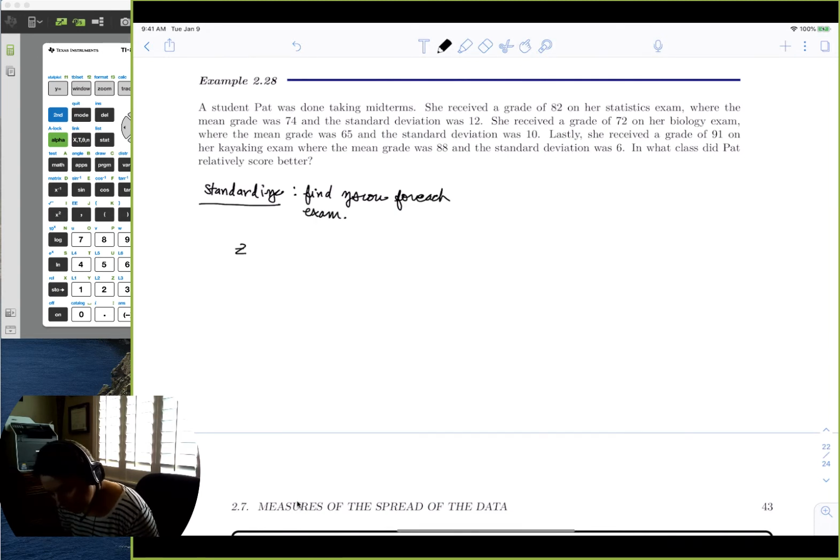Okay, so the z-score for the stats exam is going to be equal to (82 - 74) / 12. The z-score on our biology exam is going to be (72 - 65) / 10. And the z-score on our kayaking will be (91 - 88) / 6.